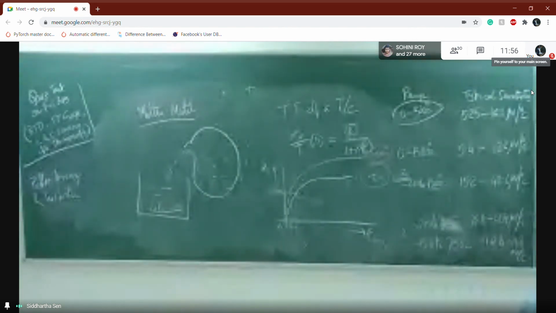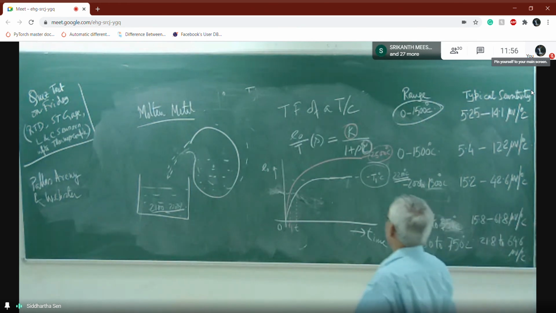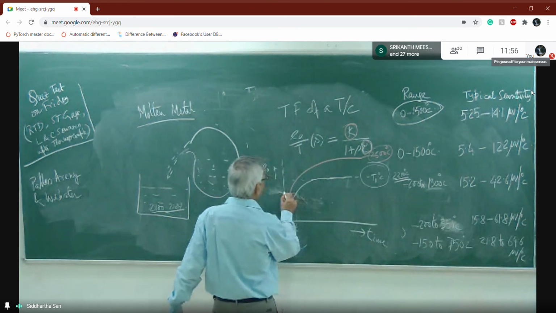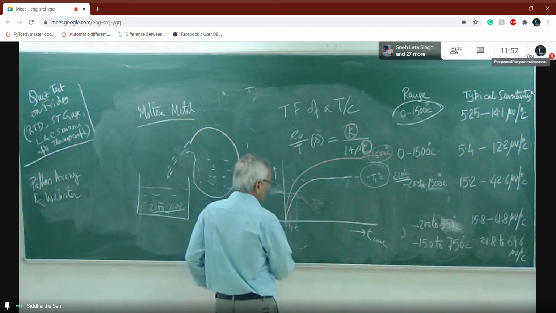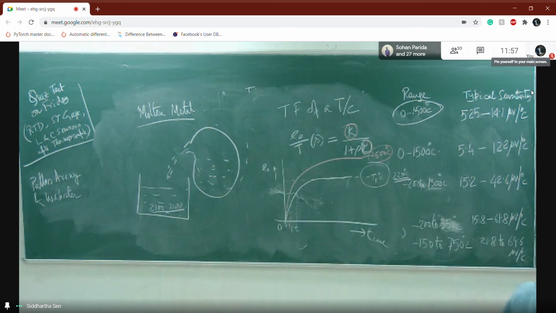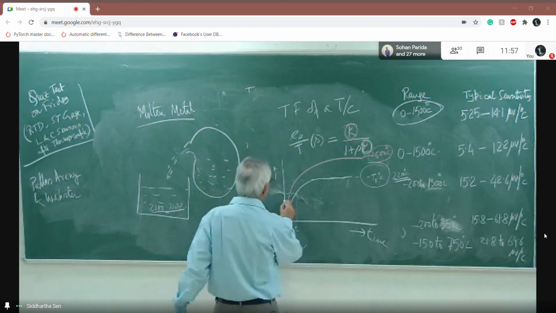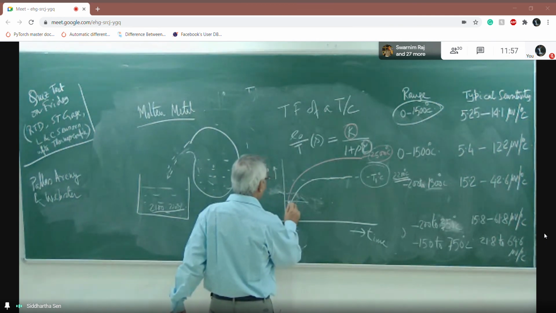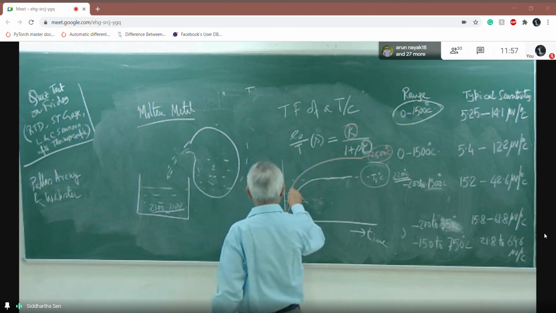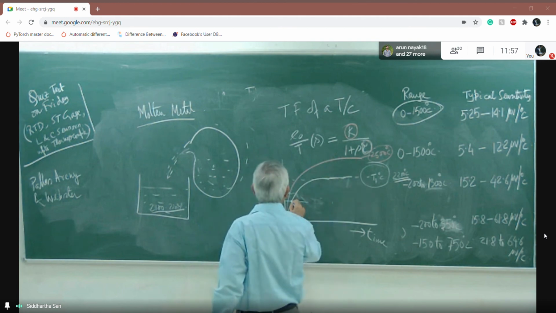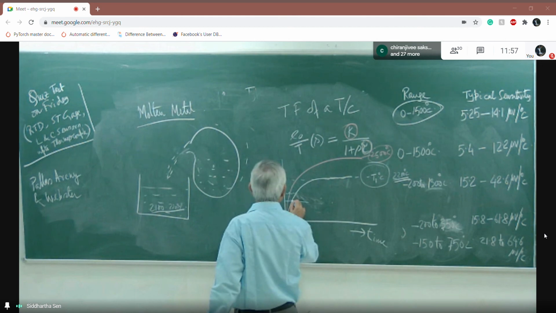This 1500 degree where it is destroyed, we do not know exactly; it may vary. Rather, I would fix the time. Suppose at some time t1, what is the voltage? At that time t1, for 2500 the voltage is this one, and for 22 degree the voltage is this one.